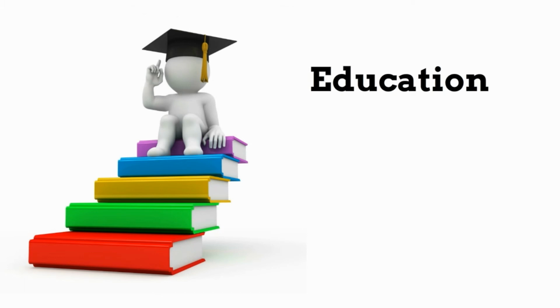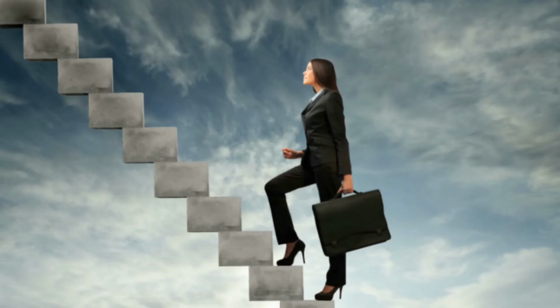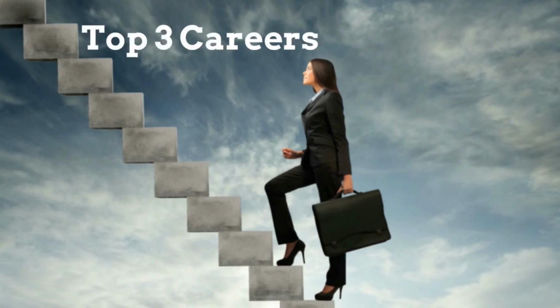The 11th and 12th parameters are about education. What are the different educational streams that are available and which would suit you more? And the 12th is what kind of career, the top 3 careers which would be ideal for a person who's taken that report.